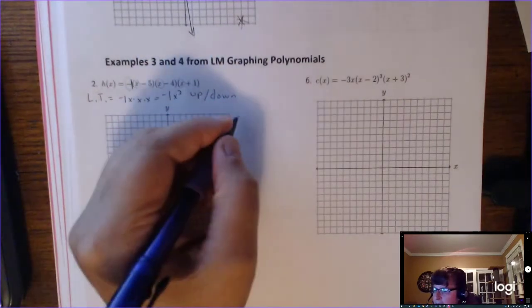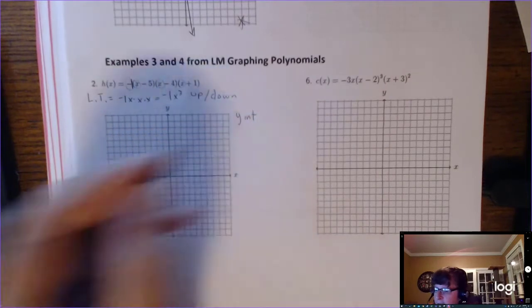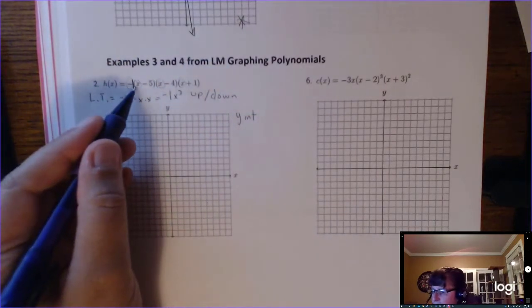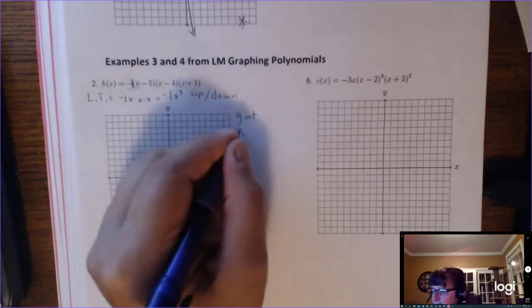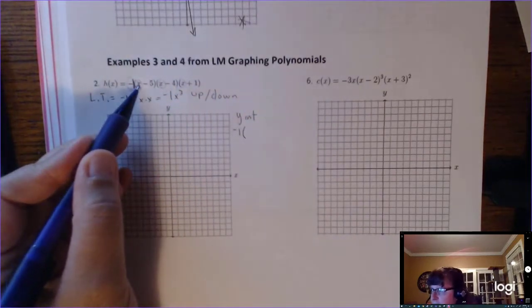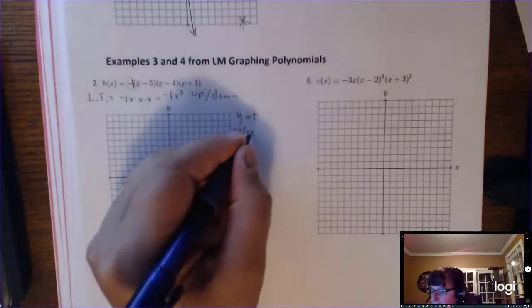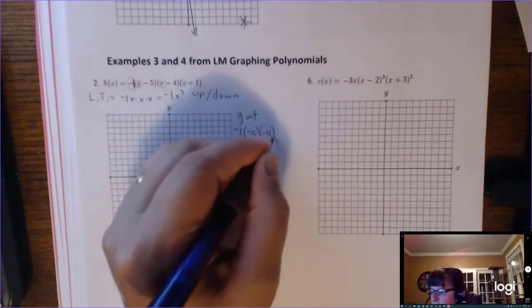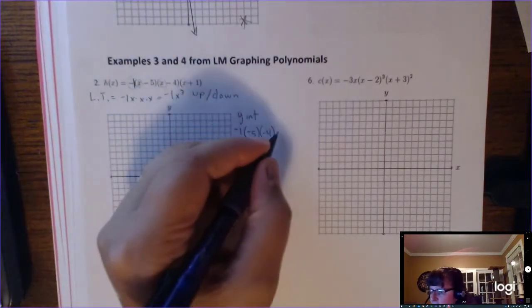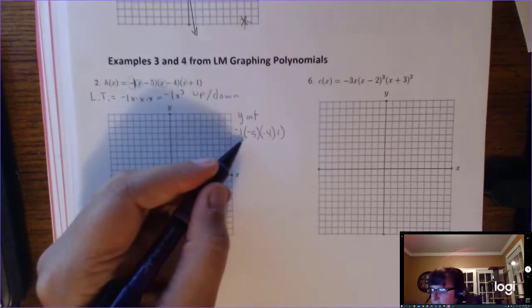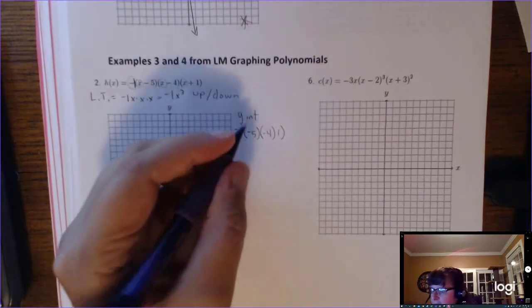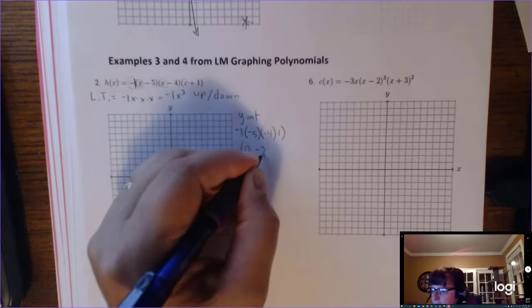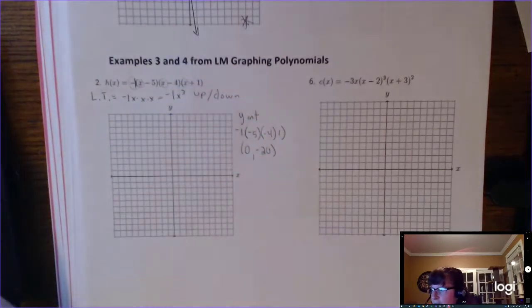Okay, the y-intercept comes from putting 0 everywhere you see an x. So you have negative 1. I'm going to do this in my head. 0 minus 5 is a negative 5. And then 0 minus 4 is a negative 4. And then 0 plus 1 is a positive 1. So a negative 1 times a negative 5 times a negative 4 is a negative 20. So the y-intercept is 0, negative 20.